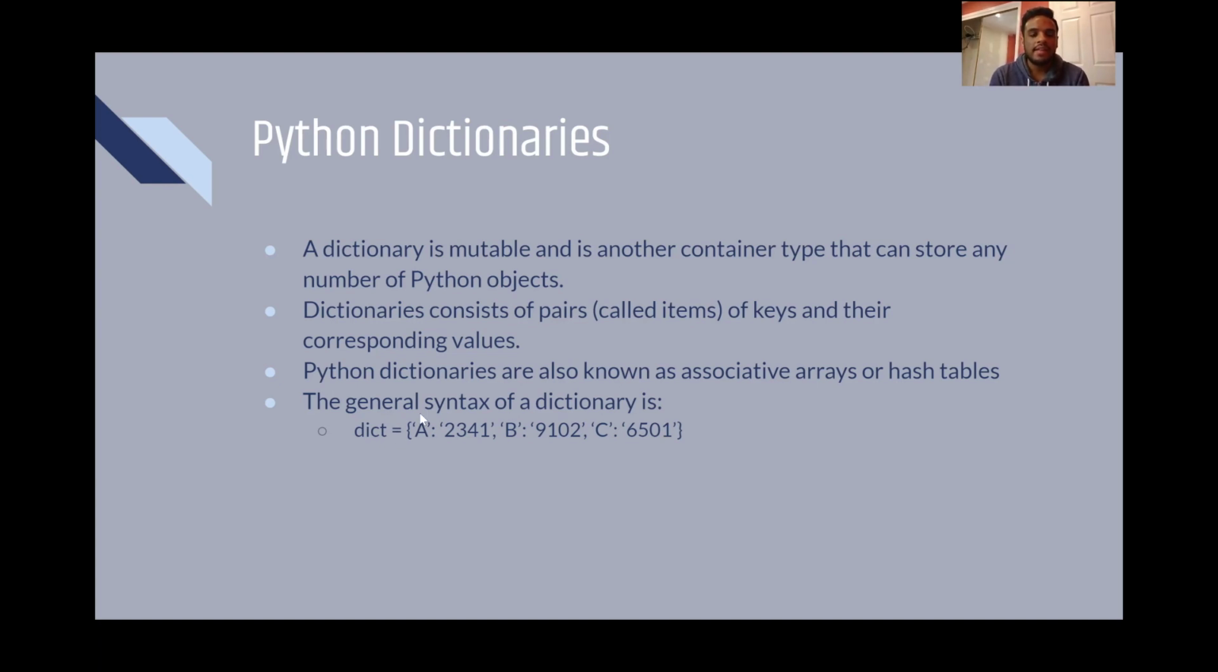So here's the key A, and its value is the string 2, 3, 4, 1. The key B and its string of 9102. So each key has different values. A is assigned to this string, B is assigned to this string, and C is assigned to this one. Key-value pairs are always separated by a colon. The one to the left of the colon is the key. Anything to the right of the colon is its corresponding value. So that's how a dictionary is organized.